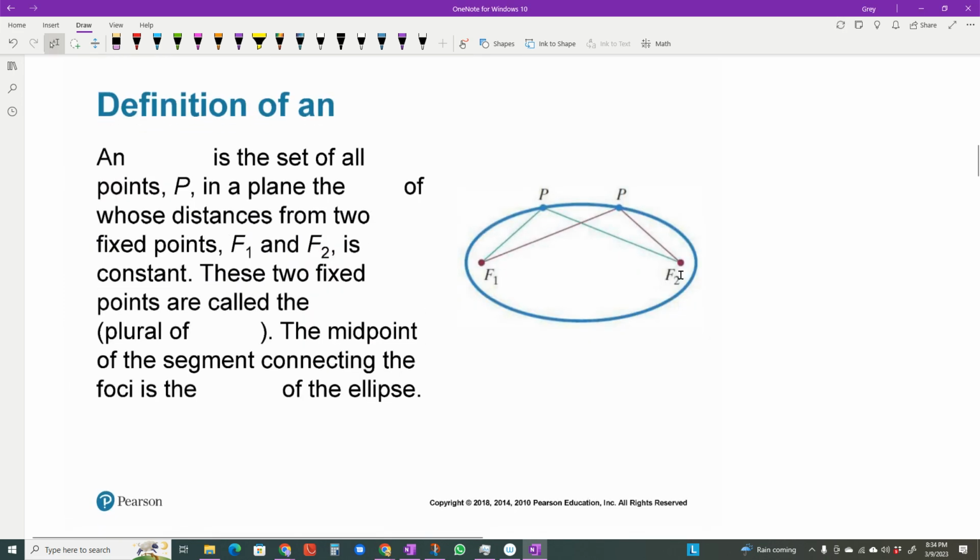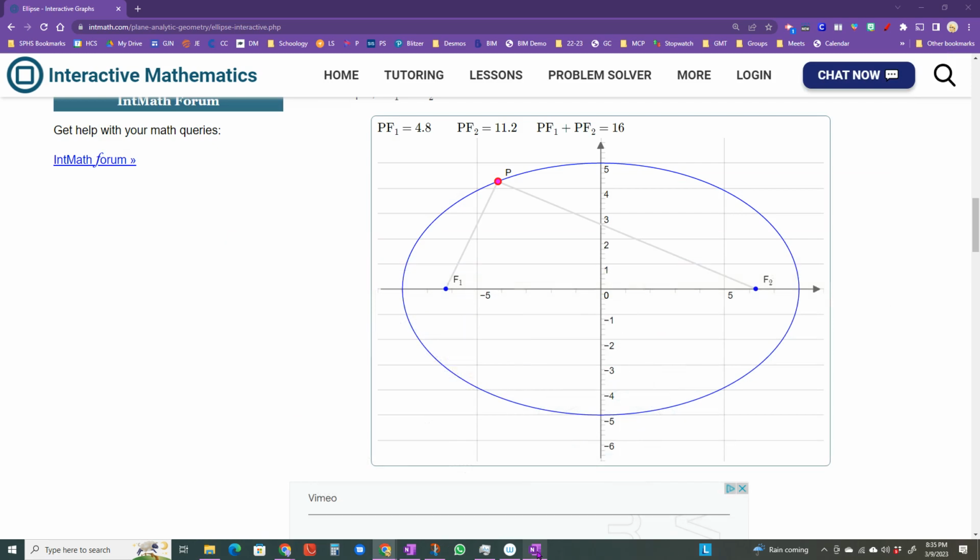So, first and foremost, what is the definition of an ellipse? An ellipse is the set of all points P in a plane such that the sum of those distances from two fixed points is a constant. This definition, to me, if you understand this, will make life easier for you. So, I'm going to show you a diagram. I said it was the set of all points from two fixed points.